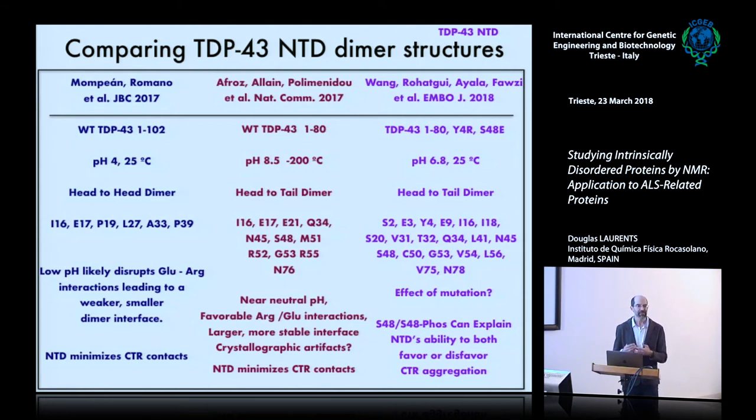So at the moment, this is a very attractive result, because with their results in hand, you can explain how the N-terminal domain promotes physiological association to liquid droplets, but how it could also prevent that by the phosphorylation of the serine 48.